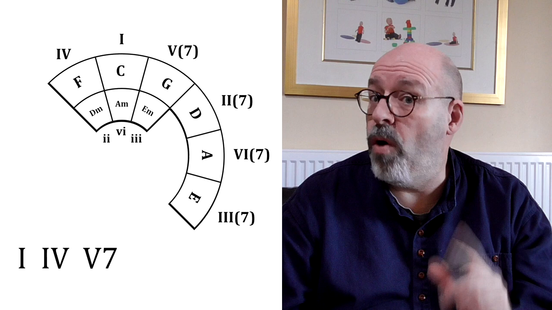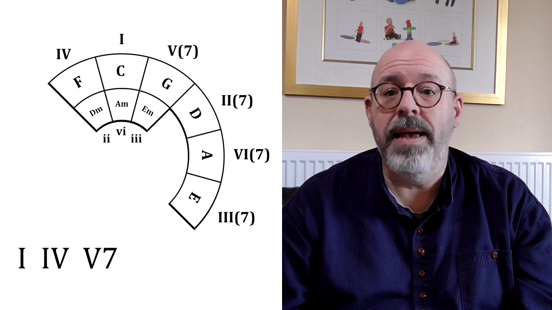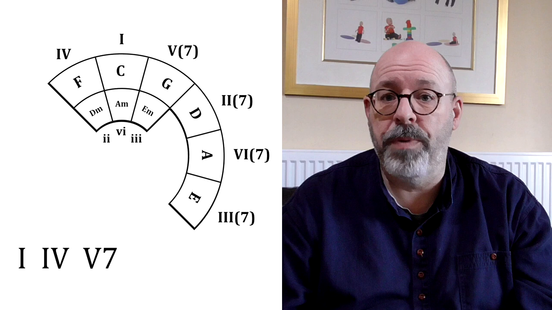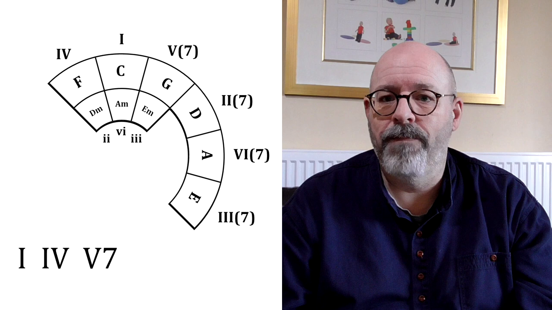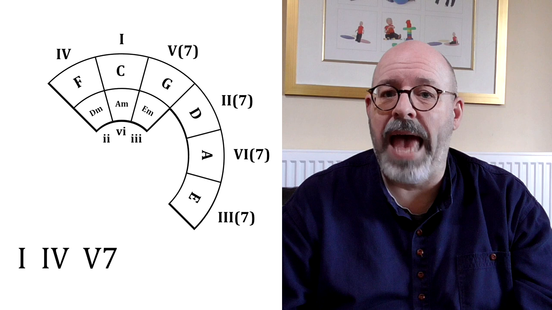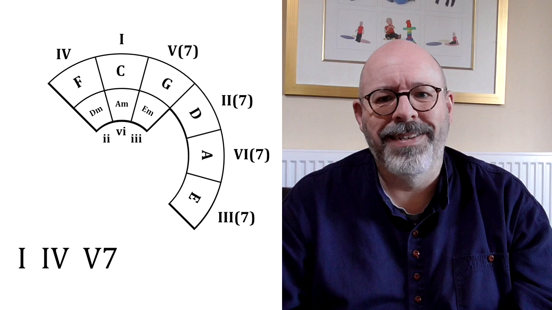In the key of C, if we look on our circle here, we'll see that the one chord is C. I've spun it round, so the key I want to be in is under the Roman numeral 1. The one chord is always the key you're in. The one chord is C, the four chord is F, and the five chord is G7. I wonder if you've ever played C, F, and G7. Yeah, they're all over the place.